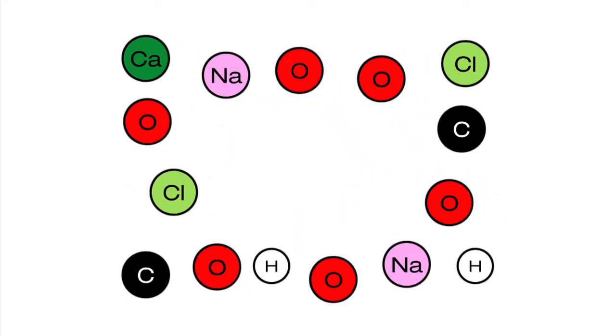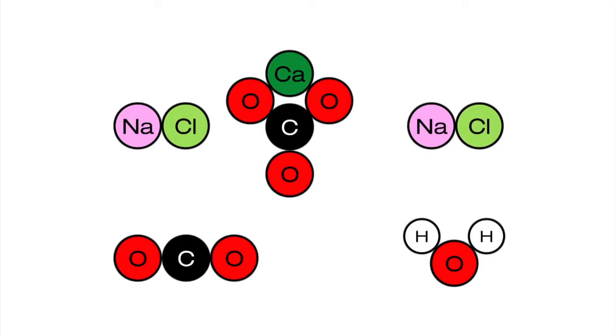Here we show all atoms separating from each other. They will form new bonds to make new products. In nature, the atoms go through several steps before reconnecting to make new products. Here are the products at the end of the chemical reaction.